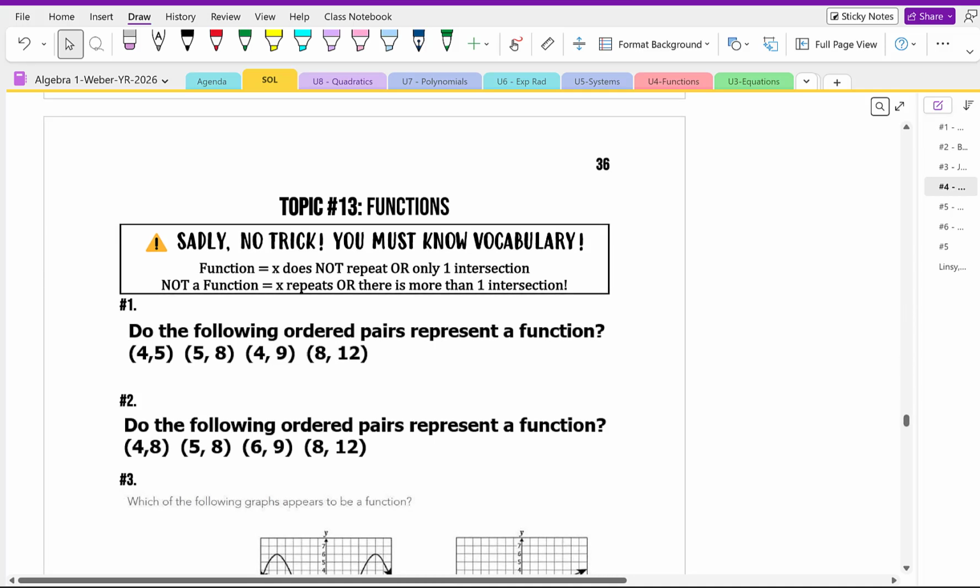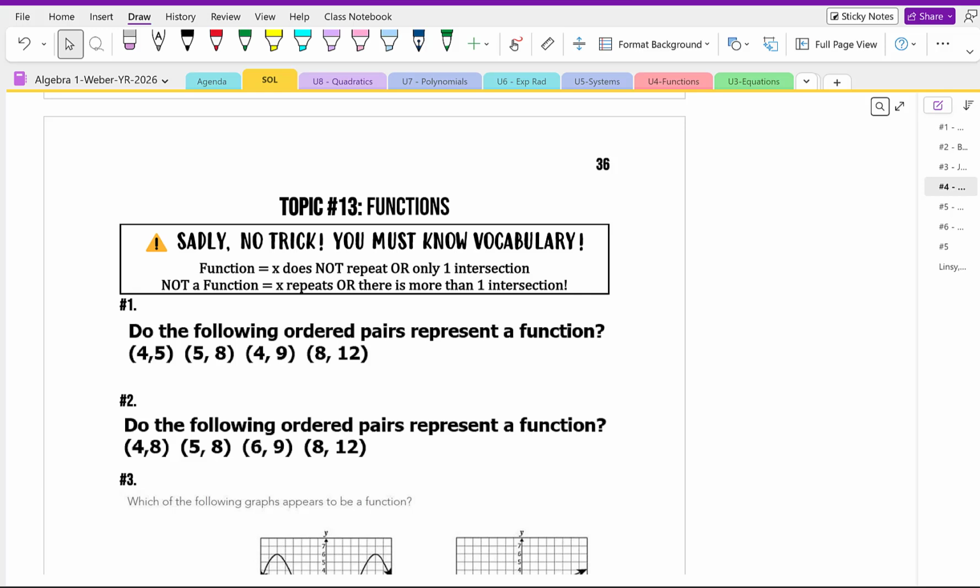Alright, and for our last section, I'm going to be doing this in the video. I'm going to be talking about functions. Oh my god, I'm getting mosquito bites. Okay, so for this one, sadly there's no trick again. You have to know vocabulary. So remember, the way to memorize it is, if you repeat a class in school, that's not good. That means you're not functioning. So that's how we remember it.